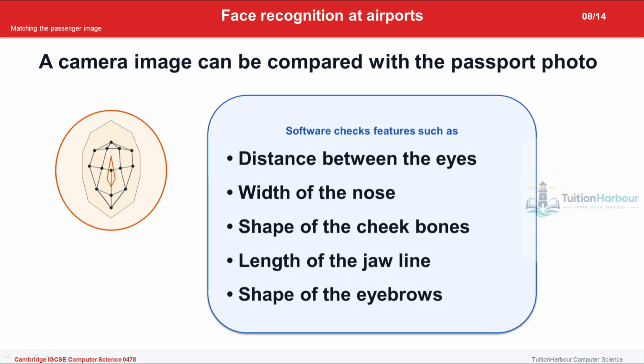Face recognition. A camera takes a live image of the passenger. Software compares it with a passport photograph. It checks features such as the distance between the eyes, nose width, cheekbone shape, jaw length, and eyebrow shape.